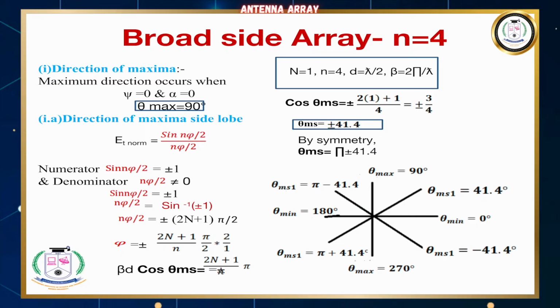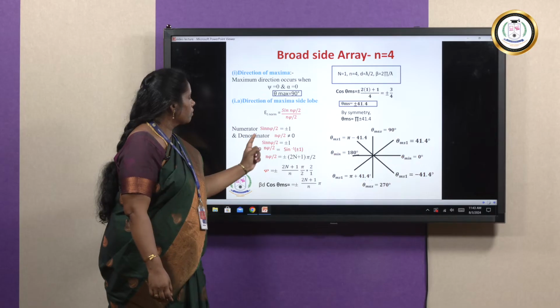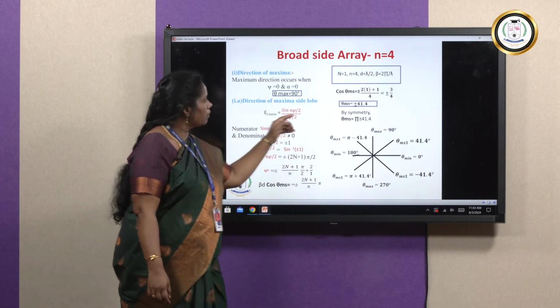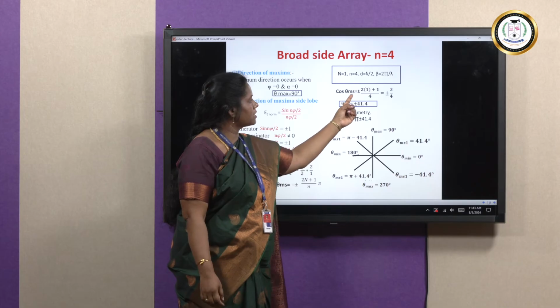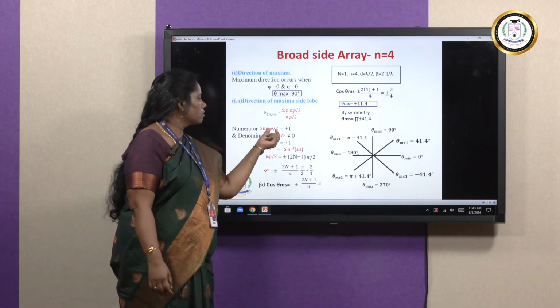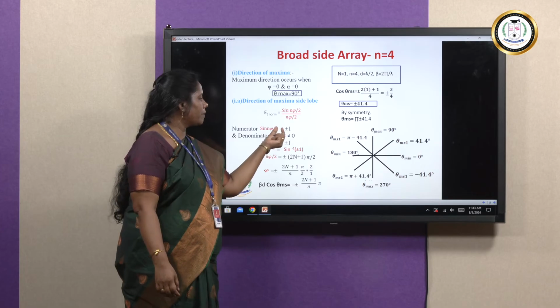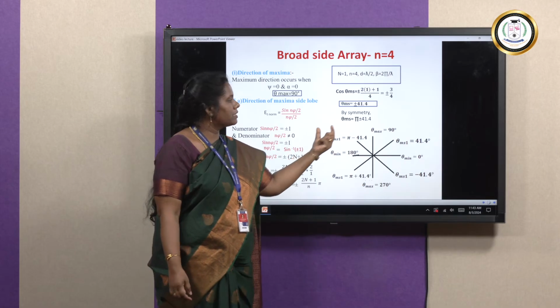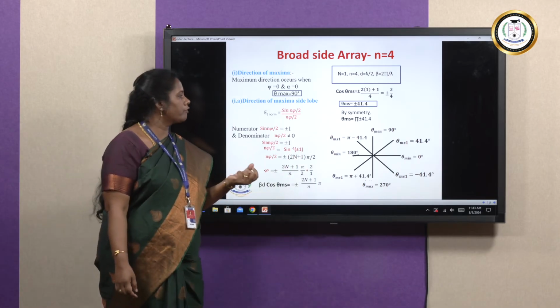So the pictorial representation says side lobes exist. As with broadside array, we go for direction of maxima. We know if the condition is satisfied, theta maximum is 90 degree direction, then it is said to be a broadside array. In addition to that, we go for side lobe information. That is what I have specified as theta major side lobe. So sin(n psi by 2), the numerator part, is taken as plus or minus 1, and the denominator n psi by 2 is not equal to 0. Just substituting the values, we get the angle pi plus or minus 41.4 degree.